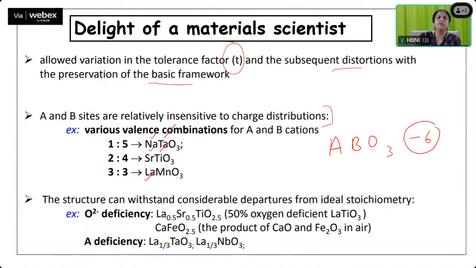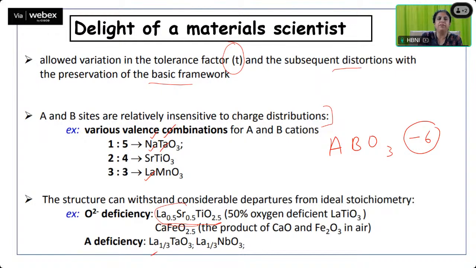And the structure can also withstand considerable departure from ideal stoichiometry. And in fact, these non-stoichiometric configurations give you further interesting properties. For example, in AbO3 at the A site you have put in two ions. And then oxygen also you have taken, it is an oxygen deficient material. But still, the basic framework remains. The structure does not crumble.